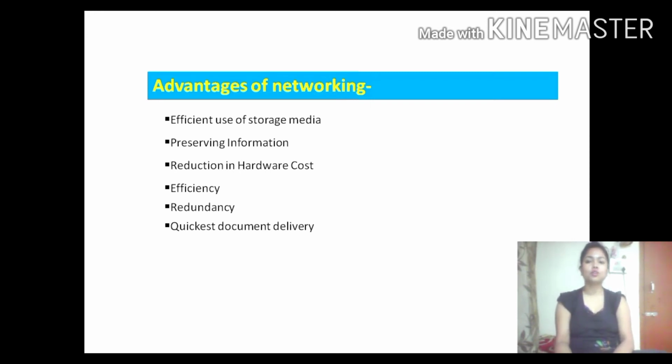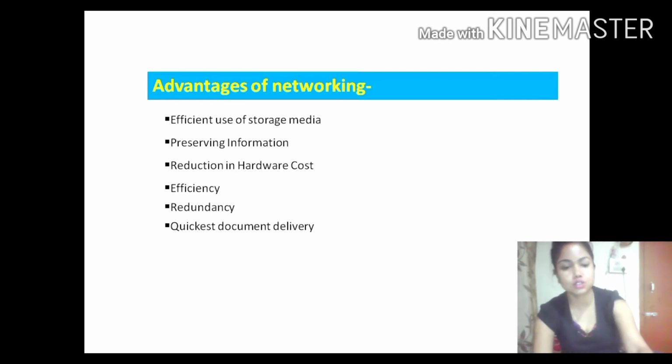So students, I hope that you have understood all the advantages of networking. There are so many advantages of networking. That's why we need to create a network if we have a larger number of computers. Fine. So I think you have understood this also.